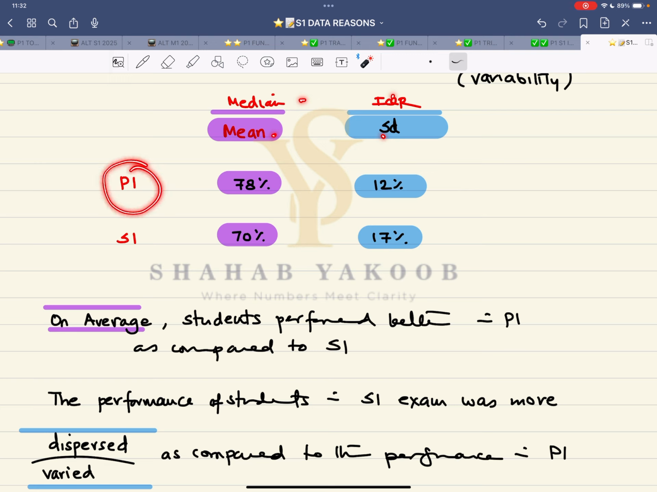There could be a question related with a median and interquartile range or mean and standard deviation. For example, comparing the two components of AS level math. It could be the comparison between P1 and S1. So let's say a person scored 78% in P1 and he scored on average 70% in S1. This could be the mean mark, this could be the median mark. What about the measure of dispersion, the variability? The SD for P1 is 12%, the SD for S1 is 17%.